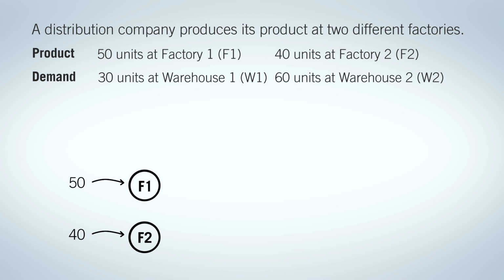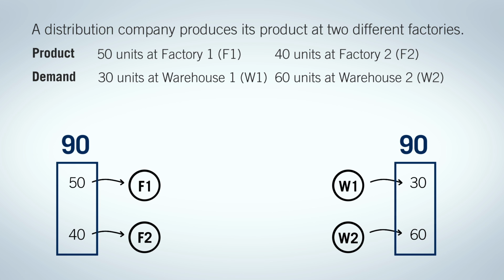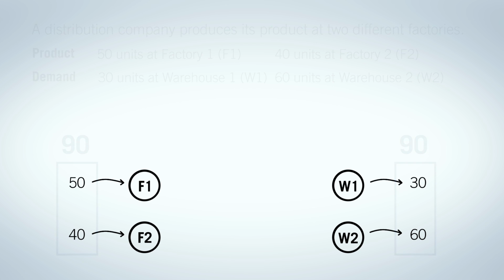And ultimately, this is required. Add 2 nodes, W1 and W2. And W1 requires 30 units and W2 requires 60 units. So 30 units at W1, 60 units at W2. So we'll show this as withdrawals. And notice that the total of the 30 and 60 is equal to the total of 50 and 40. So there's a balance in this network.